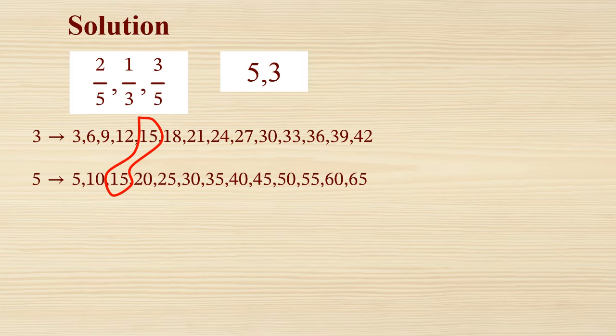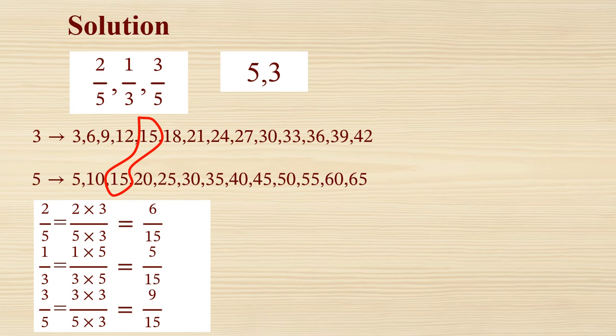So we are to make all the denominators to be 15. We are to find all the equivalent fractions in which the denominators are 15. The first one, we have 2 over 5. When you multiply by 3 over 3, you get 6 over 15. The second one is 1 over 3. When you multiply by 5 over 5, you get 5 over 15. And the third one is 3 over 5. When you multiply by 3 over 3, you get 9 over 15. So now you have all the denominators to be 15, 15, 15.